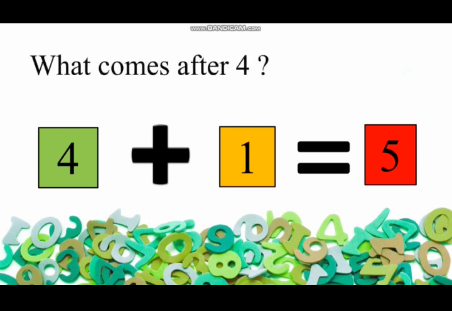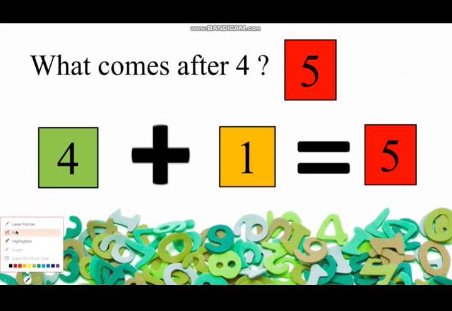Now, can you tell me what comes after 4? 4 के बाद क्या आता है? Which number? Yes, 1, 2, 3, 4, 5. So the answer is 5. So after 4, the next number is 5. तो आपने relation देखा? Just a sec, let me just turn on the pen.